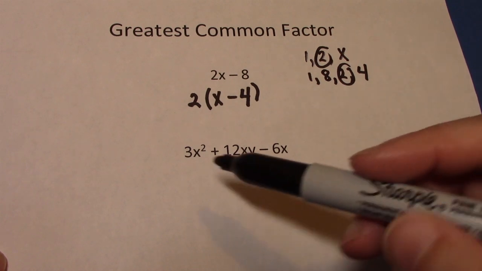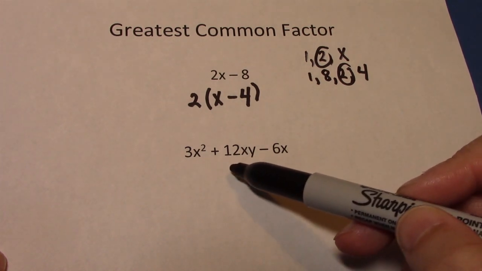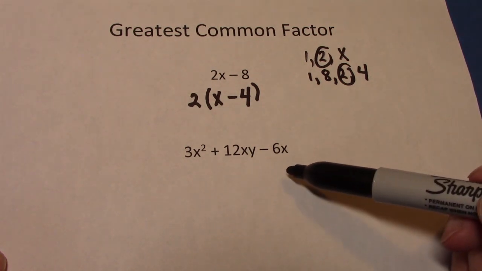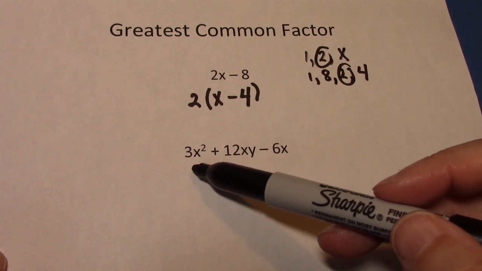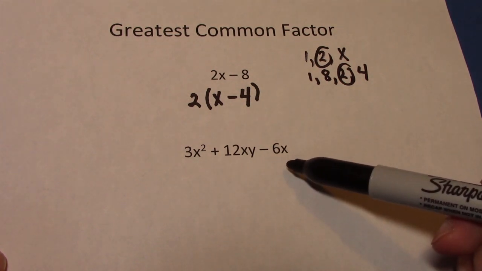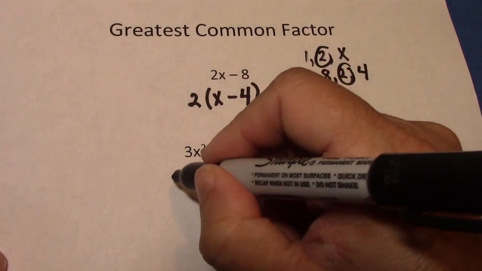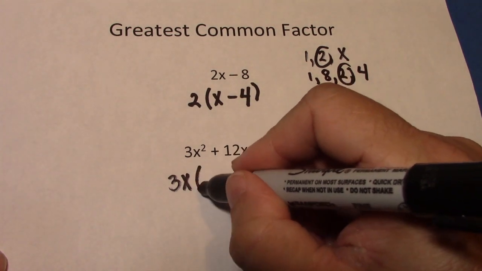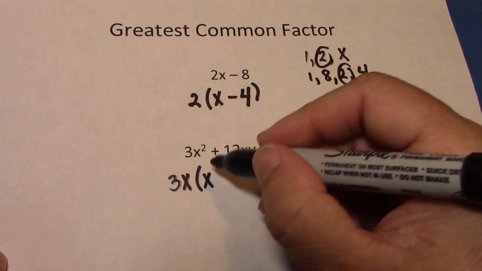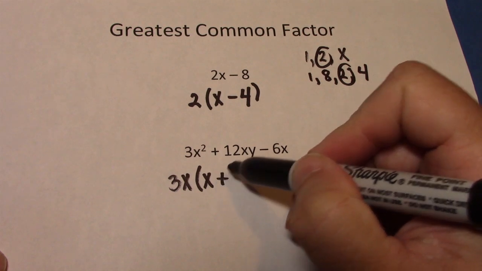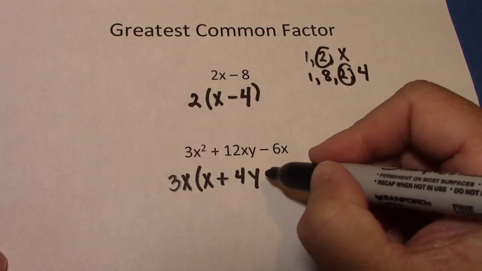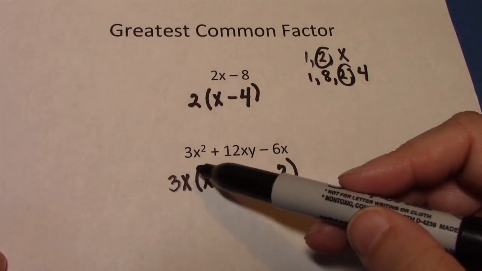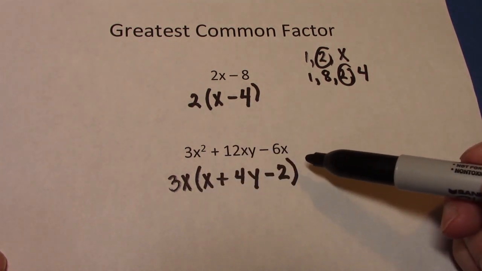Let's look at this one. I can see right away from the coefficients 3, 12, and 6 that 3 is common in all of those. And if I'm looking at the variables, that's got an x, that's got an x, and that's got an x. So I can factor out, my greatest factor is 3x. That would leave me here with x plus 4y minus 2. I divided each term by 3x.